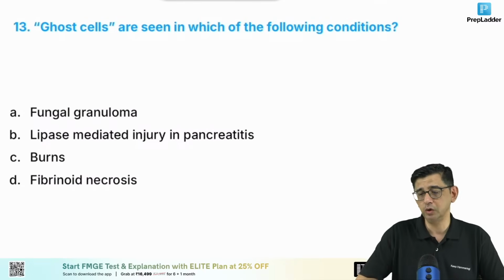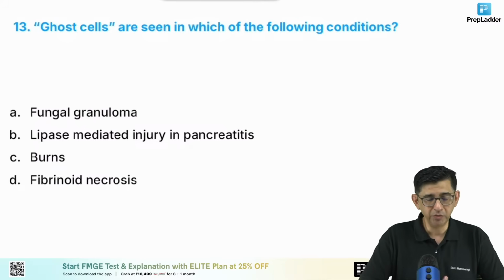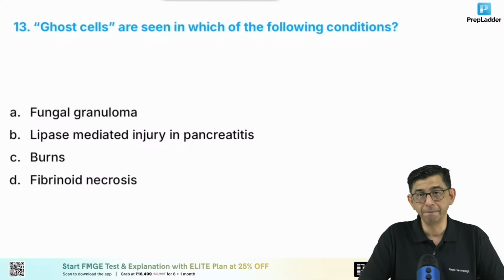Moving to the next one, ghost cells. The ghost cells are ones where the outline of the cell will be maintained, but the nuclear and the cytoplasmic details will be lost.